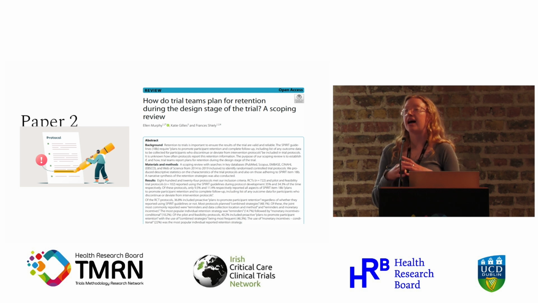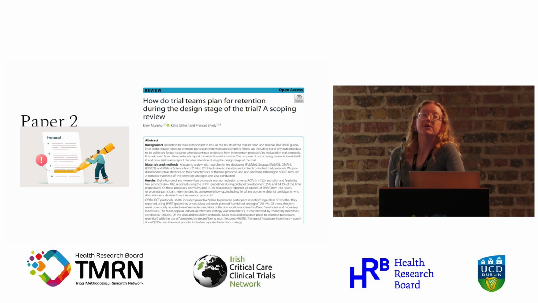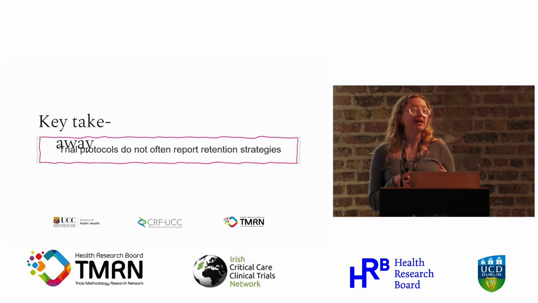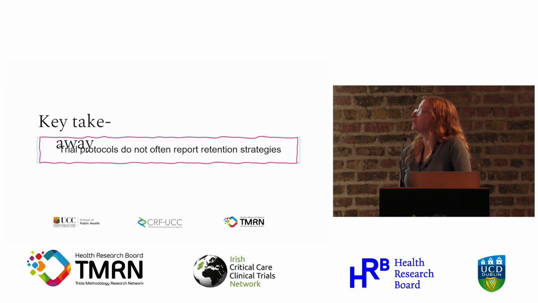So out of 722 protocols for phase 2 trials and onwards, only 37% of protocols reported retention strategies, which is quite low. And ultimately what we found is that reporting of retention strategies in protocols is quite poor. And to us, this indicated one of two possibilities. Either trial teams are not proactive in their approaches when considering retention and retention strategies, or they are proactive, but despite the guidance, they're just not reporting strategies within protocols.